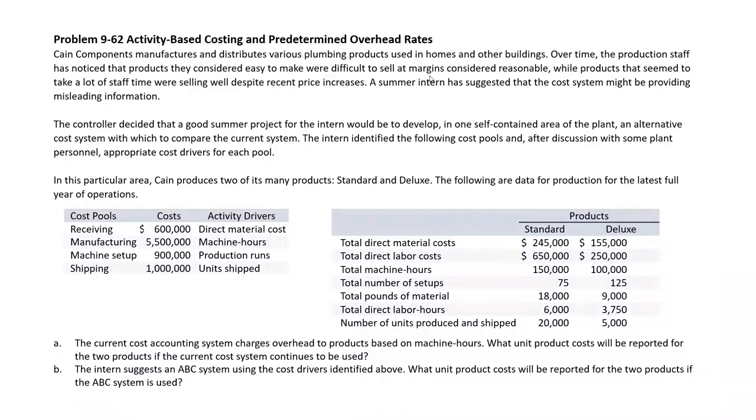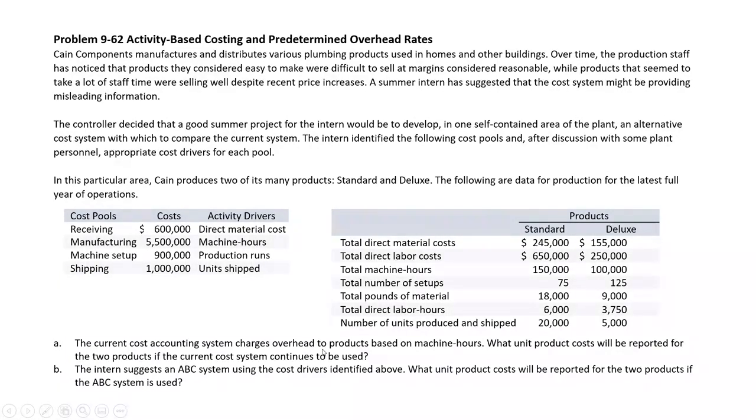The company finds themselves at a limit. Standard is a no-frills product, and they feel like they're pricing it reasonably, a very slim margin, and it's not selling as well as they anticipated. Deluxe is a more premium product, and they've even increased the price on it, and it's selling much better than anticipated. So they believe that they have some issues with their costing system, and they have an intern that they've said, hey, here's a good summer project for you. Why don't you explore some alternative costing systems to what they currently do?